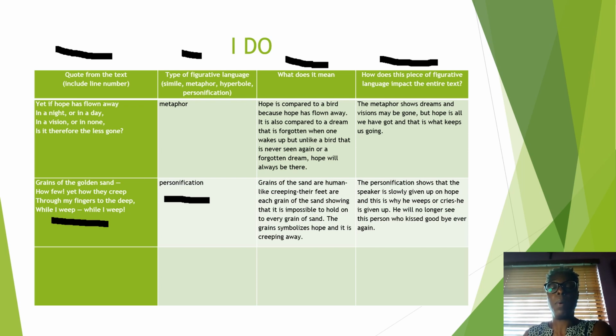So remember what we said earlier. In the first stanza, he was holding on to hope. But in the second stanza, just like the grains were slipping through his fingers, he was slowly losing hope.